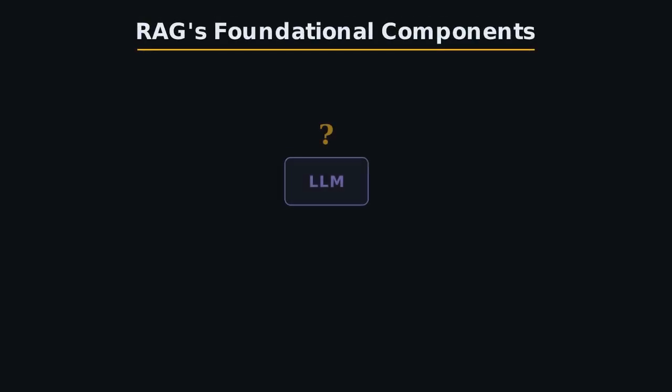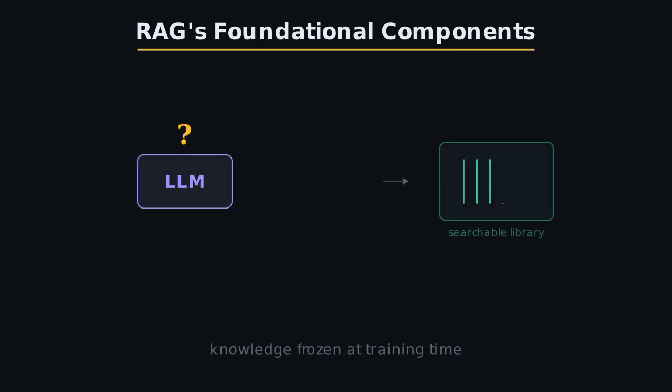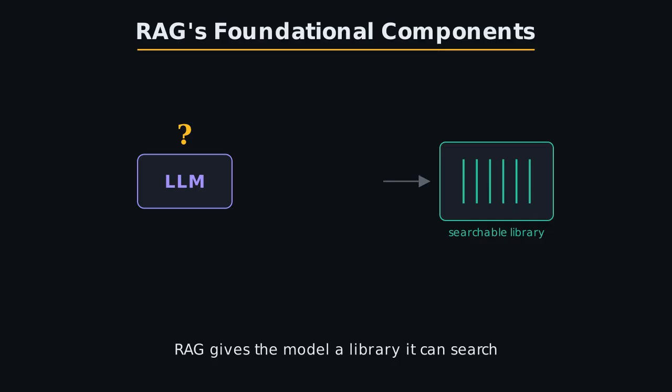Large language models are powerful, but their knowledge is frozen at the moment they finish training. Ask about something that happened last week, or about a document sitting on your own laptop, and the model simply has no idea. Retrieval Augmented Generation, or RAG, fixes exactly this. Instead of relying only on memory, it gives the model a searchable library of your own knowledge to draw from.